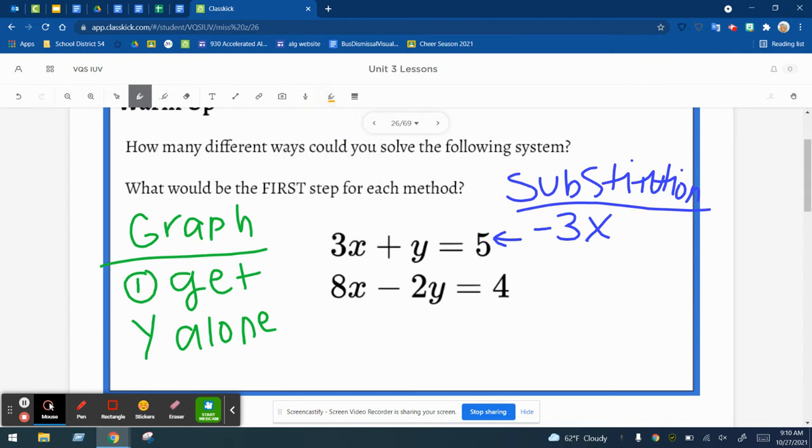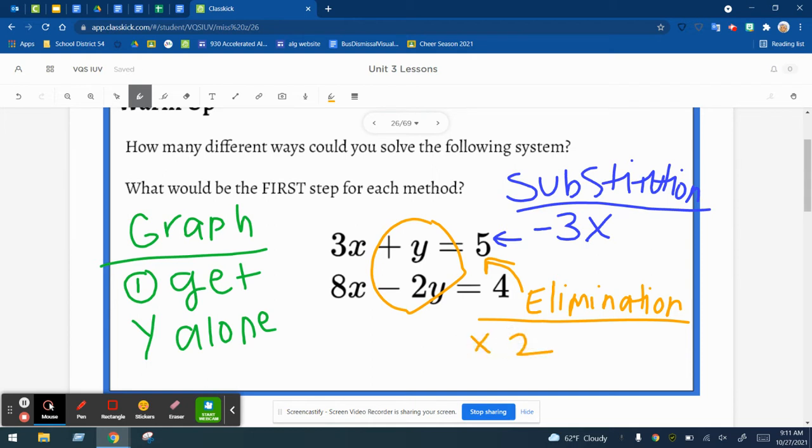And then finally, if I were to use elimination, I would probably multiply that equation by 2 so that my y's would be opposite. Multiply the top one by 2. So those would be the first steps to using any of these. What do you think would be the easiest? I want you to think about what strategy would be best to use.